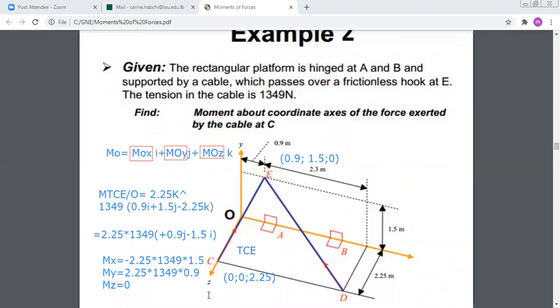So since we have a common point between the force and the Z axis, it cannot produce a moment about this axis, okay? And also, if you do the right hand rule with your hand, you can verify that the component along X is negative and the component along Y is positive. Okay? Any question on this problem? Please ask if you don't understand, I can repeat.